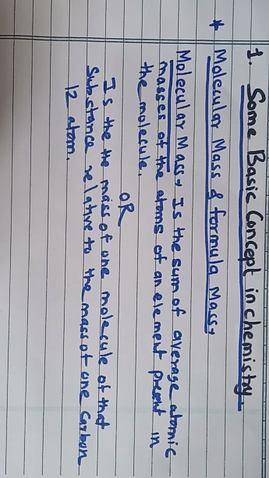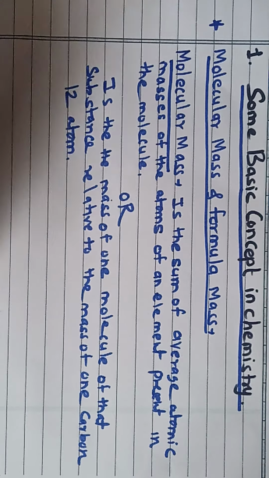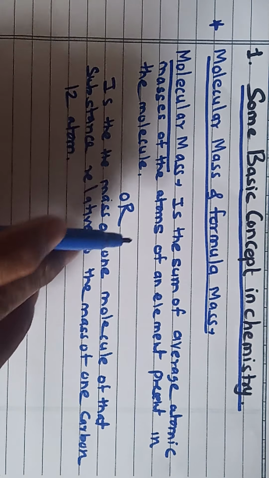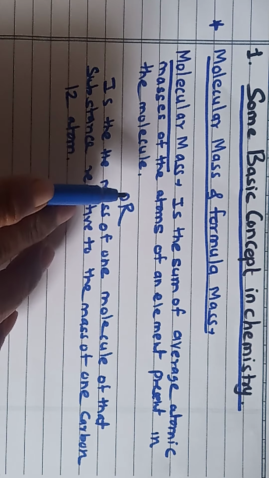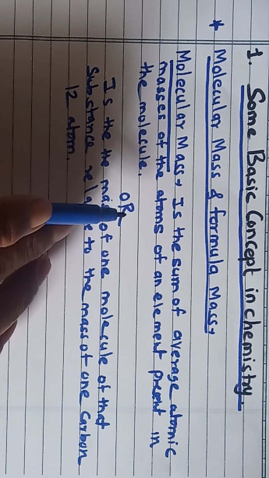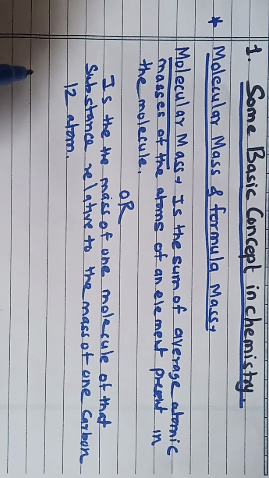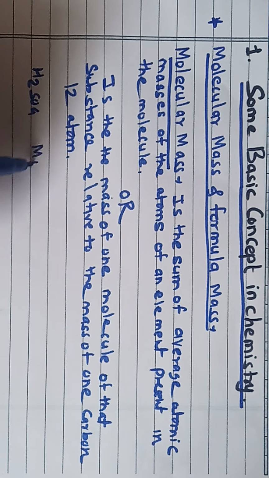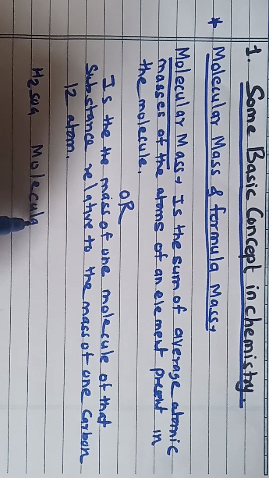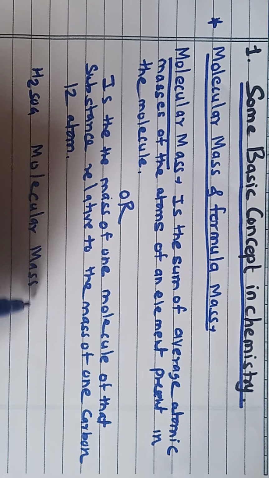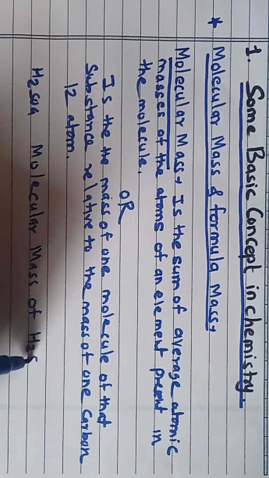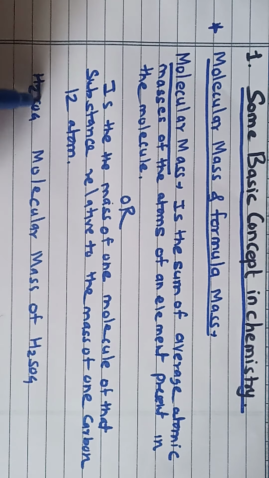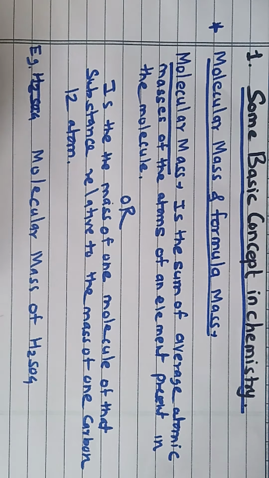So if I have to find out the molecular mass, how do we obtain it? First, it is a sum of the average atomic mass of the atoms of the element present in the molecule. Suppose we have the example of H2SO4. In order to find out the molecular mass of H2SO4, we have to consider the sum of average atomic mass of the atoms.